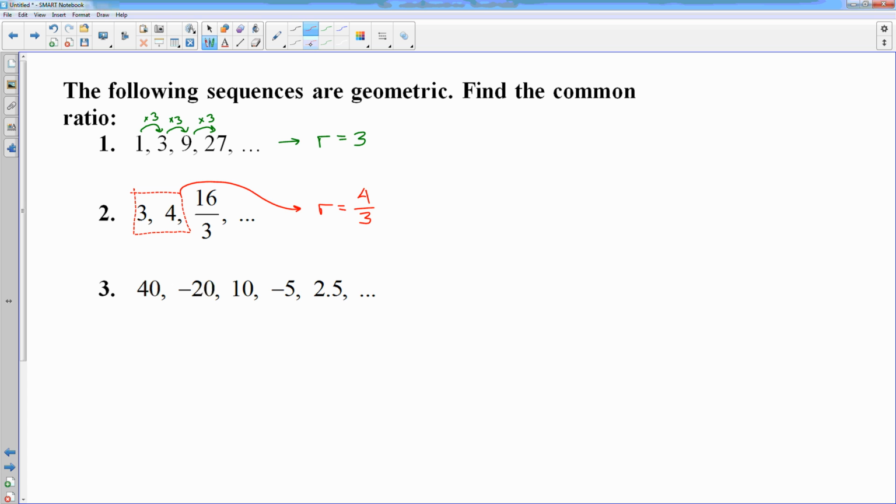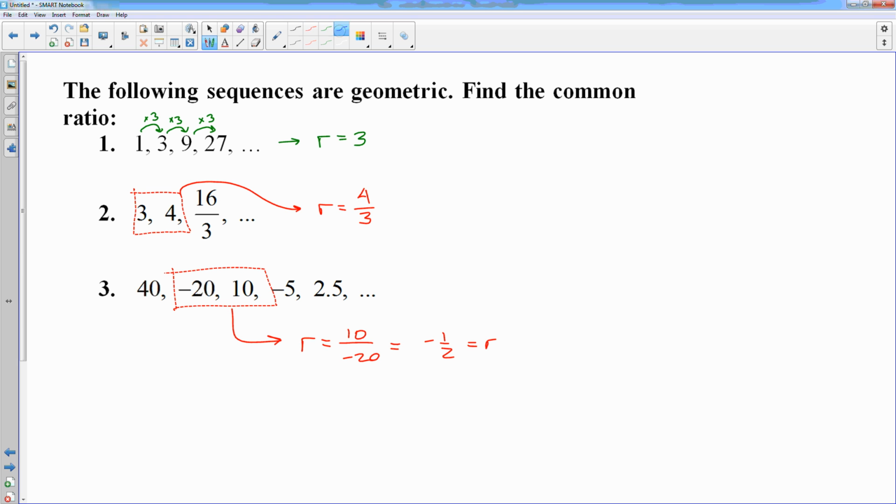I'm going to do the same thing for number 3. Take any two consecutive terms. It doesn't matter which two you choose. And you divide them. So the common ratio for number 3 here is going to be 10 divided by negative 20, which is negative 1/2. So there's your common ratio for number 3.